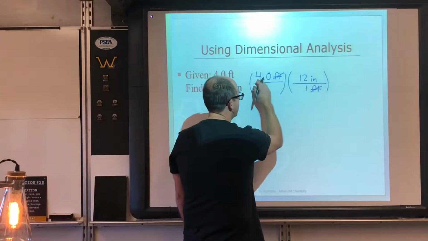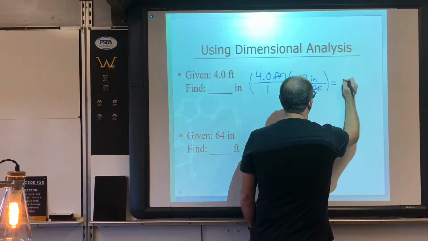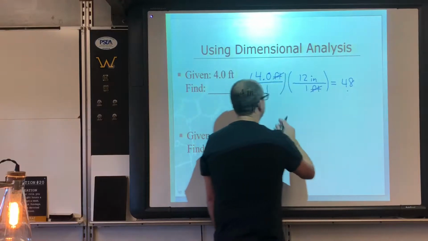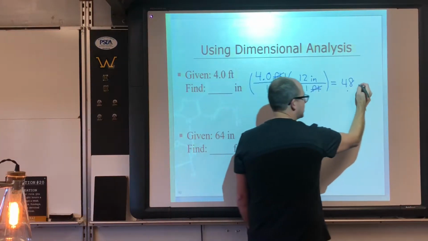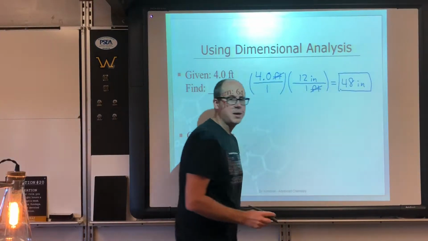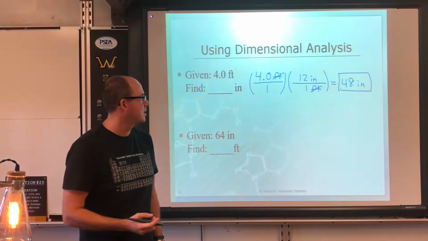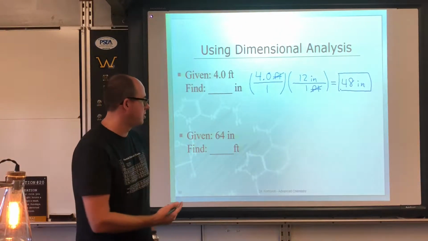So we end up with 4.0 times 12, or 48. Since foot divided by foot is 1, they cancel out and we're left with just inches. We end up with exactly the same answer that we were expecting. It was a little bit more work to do it, but in the process we learned dimensional analysis.